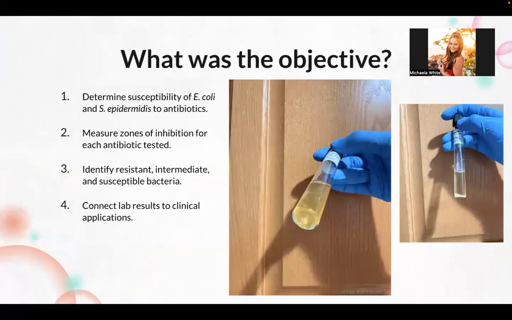Okay, and then my objective slide. So what was the objective? We wanted to determine the susceptibility of E. coli and SE to antibiotics. Then we measured their zones of inhibition for each antibiotic tested, identified them as resistant, intermediate, or susceptible, and noted that in our table. And then we connected the lab results to clinical applications where they were needed.